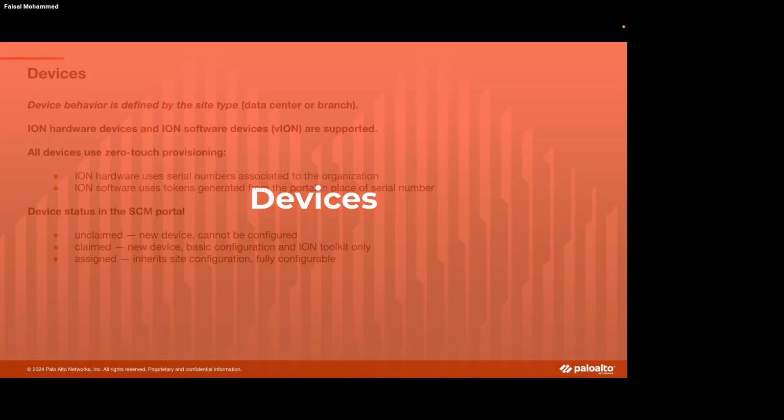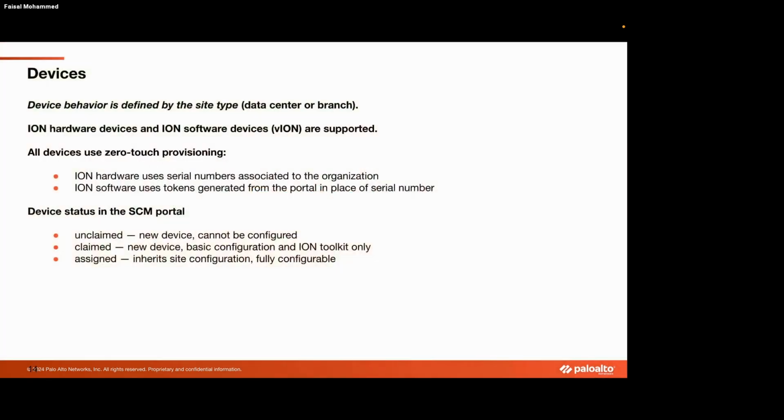So the devices for Prisma SD-WAN come in 2 form factors. One is hardware and the other is software. For the hardware, we have Gen 1 and Gen 2. And in software, we have a virtual ION which can be spun up on most hypervisor platforms, so VMware, Microsoft Azure, or the cloud.